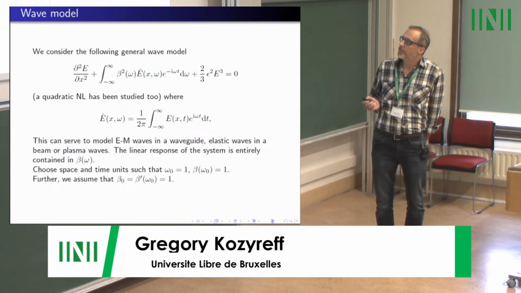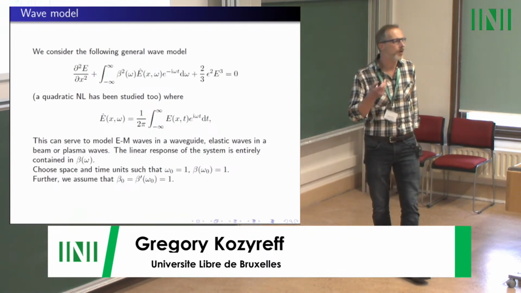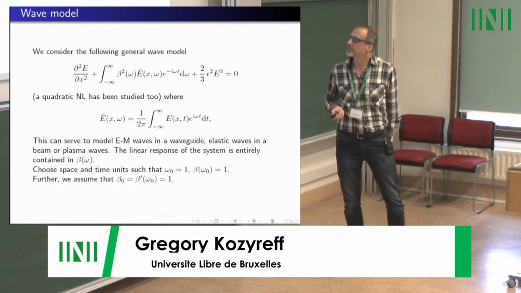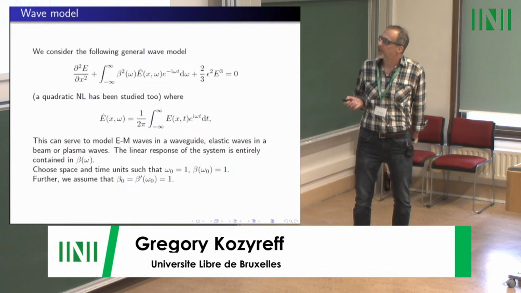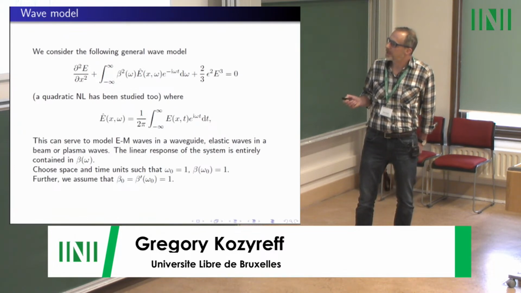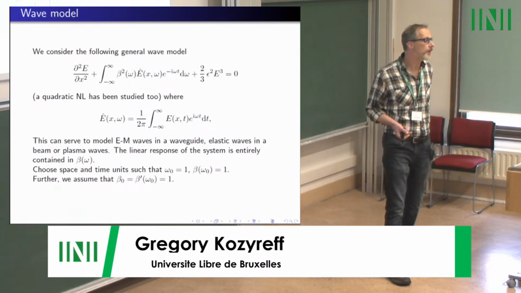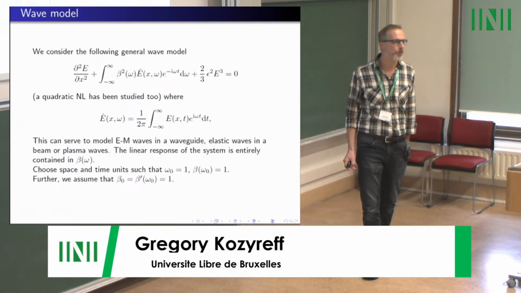And so this is inspired from fiber optics, but you can derive such an equation in cold plasmas or elastic beam waves. And I will use units such that the working frequency is normalized to 1. The wave number at this frequency is 1. And also beta prime, which gives you the group velocity, is also 1, because this is that particular frequency around which I'm going to work.